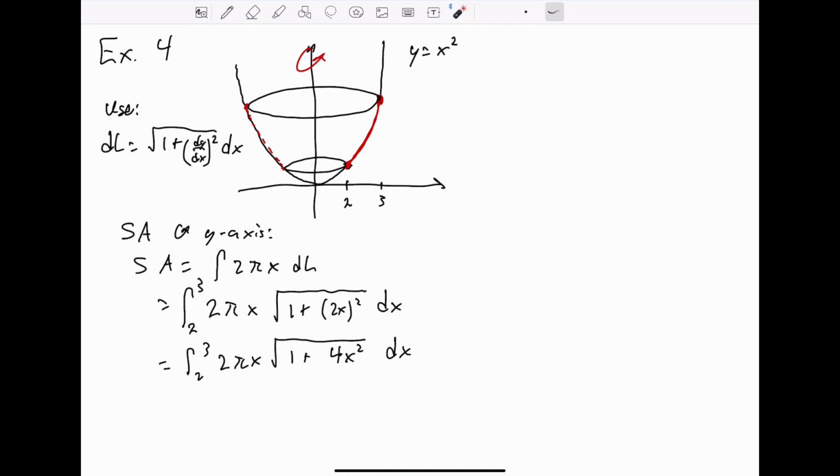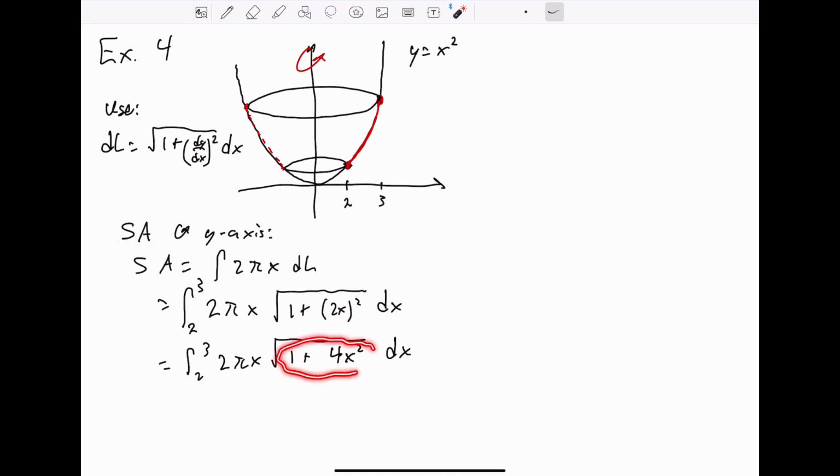How do we solve this integral? What technique would we use? Well, probably not going to use partial fraction decomposition. We're not going to use trig identities. We could maybe think about doing integration by parts, but I think the best method here is substitution.